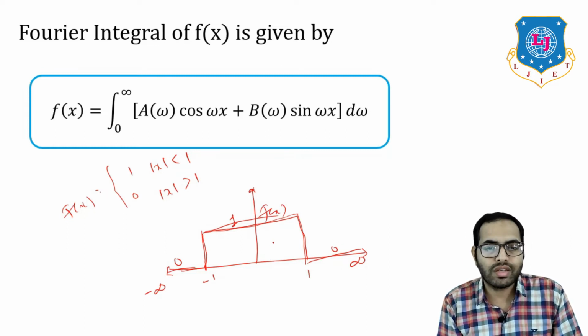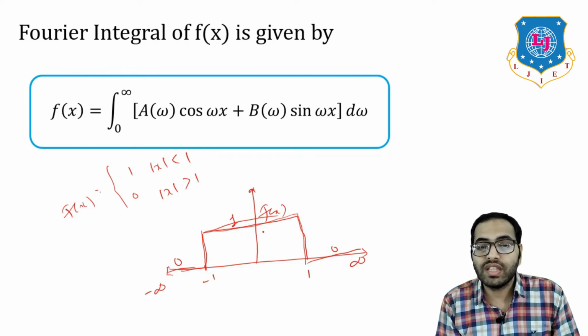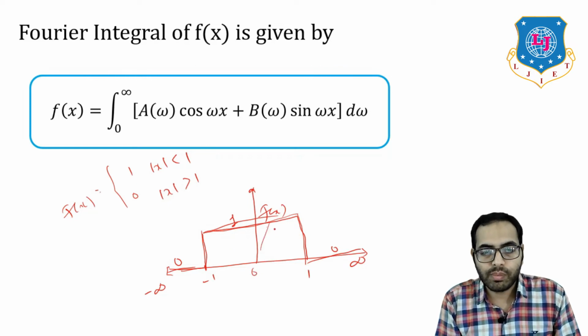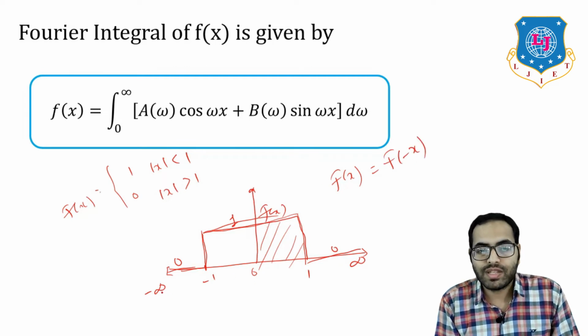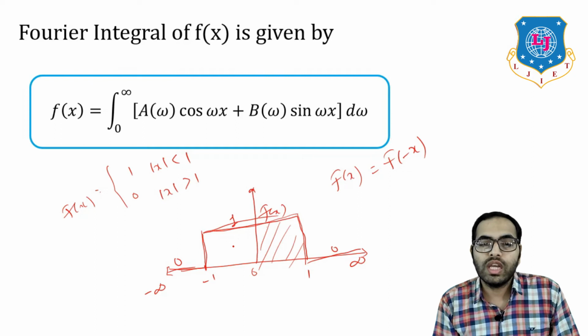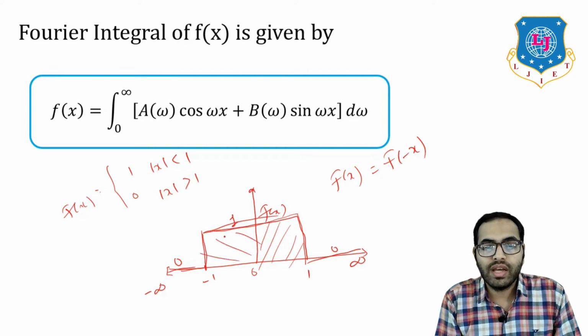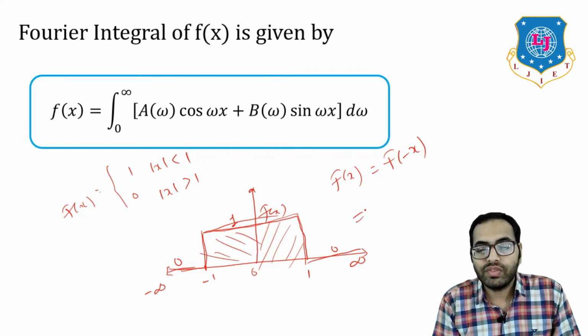According to this graphical representation we can say that it is an even function, because suppose this one is function f of x, then f of minus x equals f of x. That means whatever the values from 0 to minus infinite are the same as 0 to infinite, so we can say the given function is even. That means here we can also use the cosine integral.